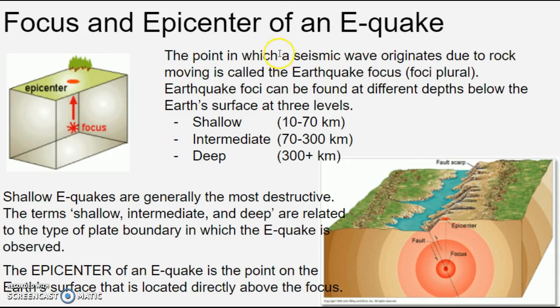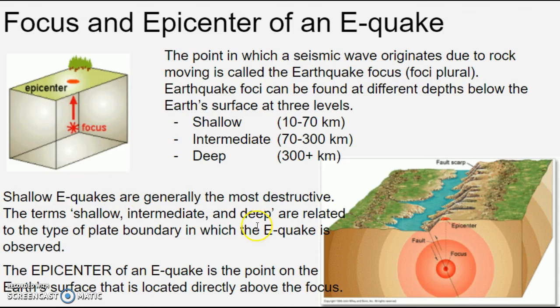So a little bit more on the focus and epicenter. The point in which a seismic wave originates due to rock moving is the earthquake focus, or foci plural. Earthquake foci can be found at different depths below the Earth's surface at 3 different levels. We can look at shallow earthquakes, 10 to 70 kilometers, intermediate, 70 to 300 kilometers, and deep, from 300 kilometers and above. Shallow earthquakes are generally the most destructive.